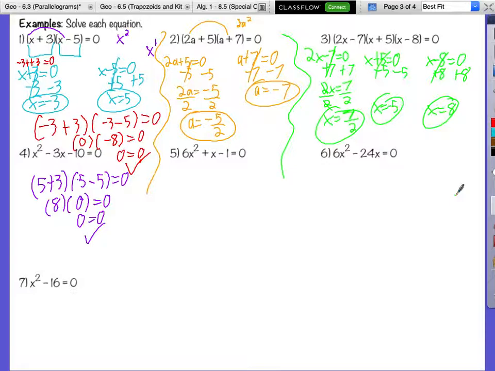When there's only a 1 with the x, it's easier just to do the opposite sign to get it away. So if you catch that, awesome. Now we had 3 answers, did we? Could we go back in and plug in every single one of these and they would equal 0? Yes, it would. We don't have to, unless you guys want to. No.